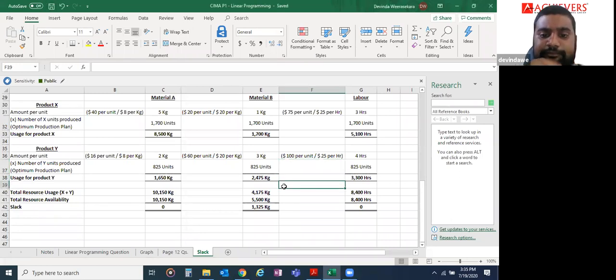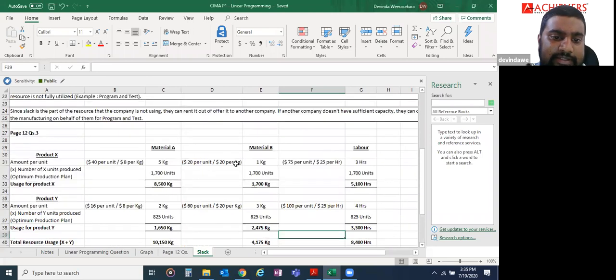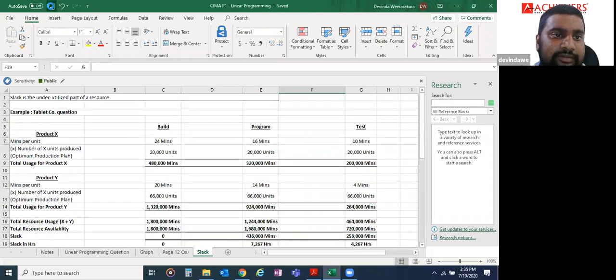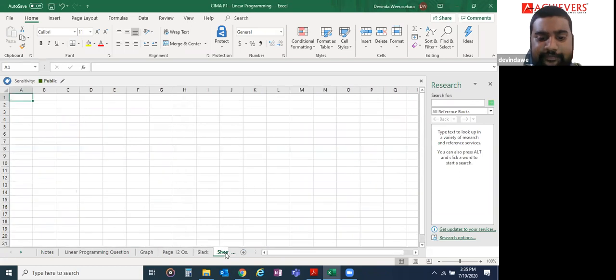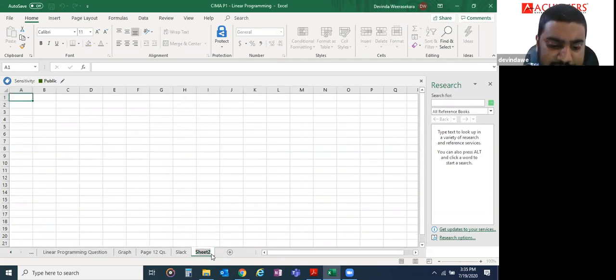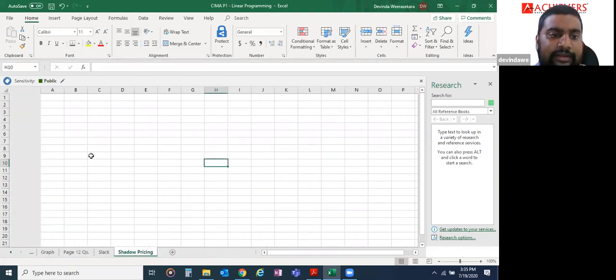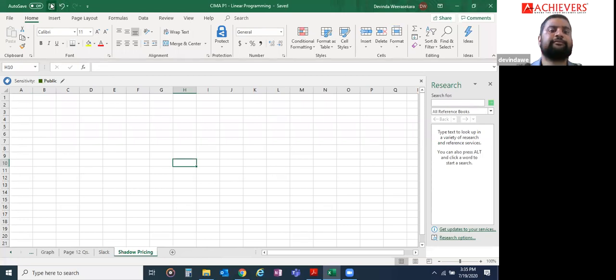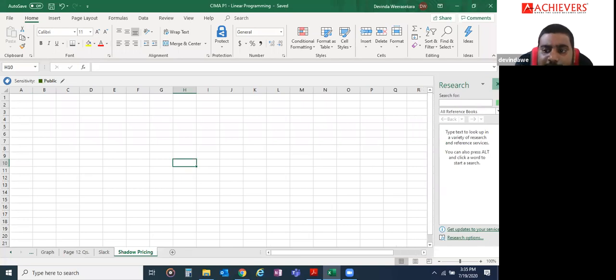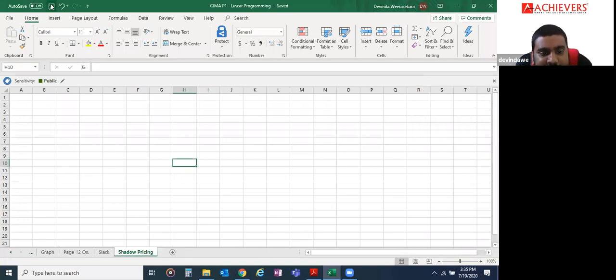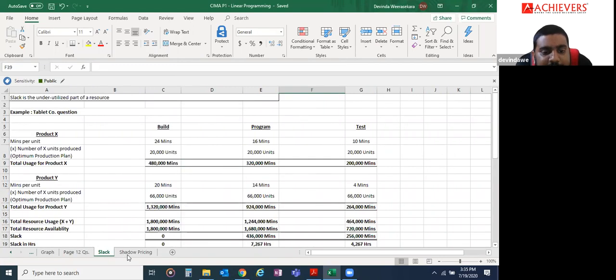Okay. Right. So that is slack, guys. Clear on slack? So we did 2 questions on that. Next, let's go through the next and the final area, shadow pricing. So what do you mean by shadow pricing?